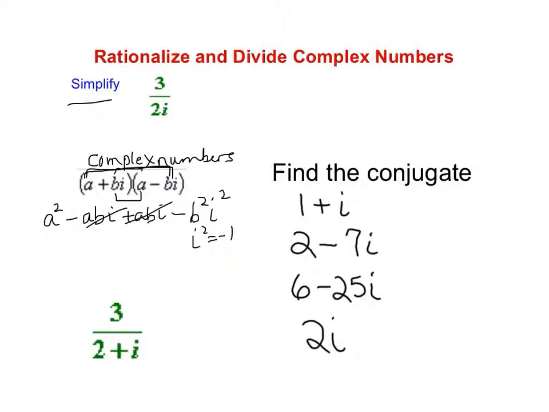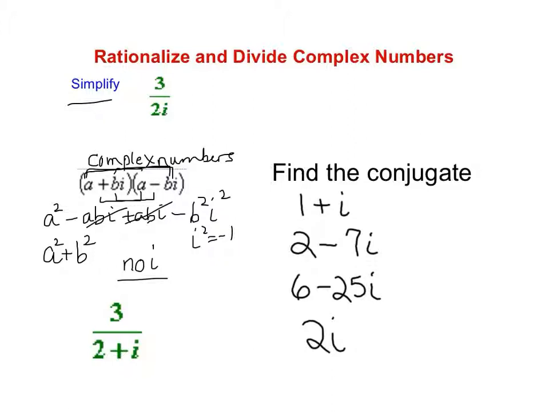So negative times a negative is a positive, and I end up with a squared plus b squared. No i, right? So multiplying these two complex numbers together gave me something in the end that had no i in it. No i. And so if there's no i in it, that would be something we could maybe use to simplify.